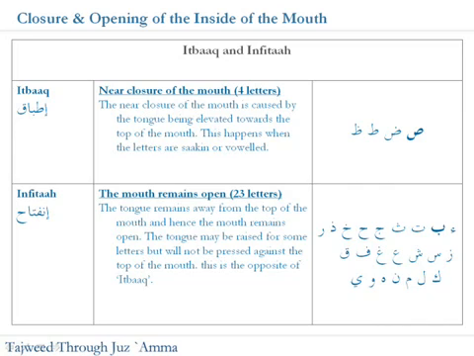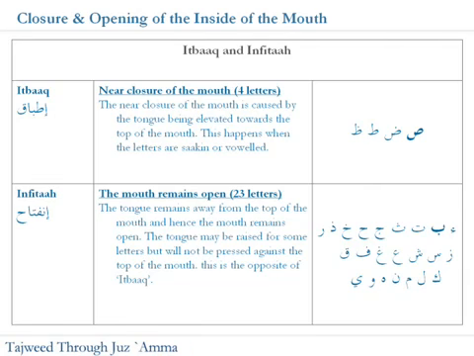So if we take the saw, if you say saw, then you'll notice that your mouth actually closes up. Even if you do it a sakin, you say aus, aus. Again, your mouth, and we're talking about really the inside part of your mouth, is all closed together. Then we have the mouth remains open, and we don't mean the outside of the mouth, we're talking about the inner part of the mouth. The tongue remains away from the top of the mouth, and hence the mouth remains open. The tongue may be raised for some letters, but will not be pressed against the top of the mouth.